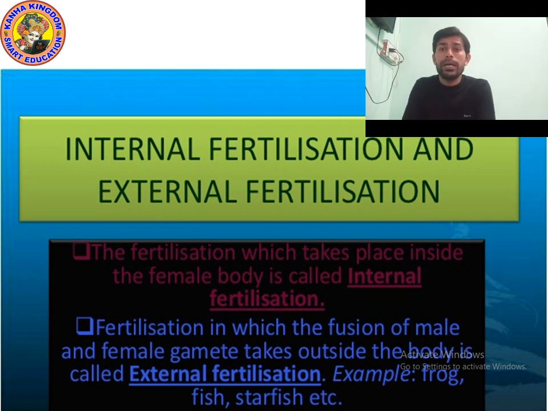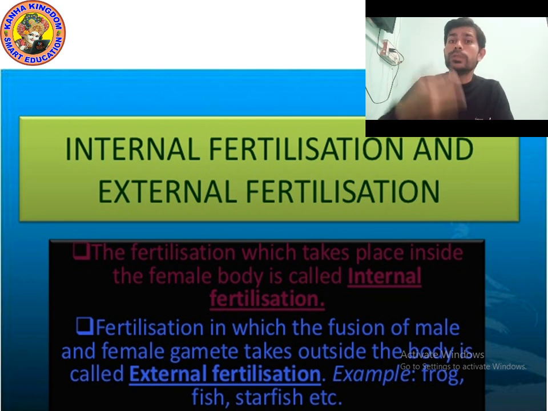Now, kids, let's talk about external fertilization. External means outside, the fertilization which takes place outside the body. Internal fertilization is happening inside the female body, meaning male gamete and female gamete are fusing inside the female body. But in external fertilization, male gamete and female gamete fuse outside the body.